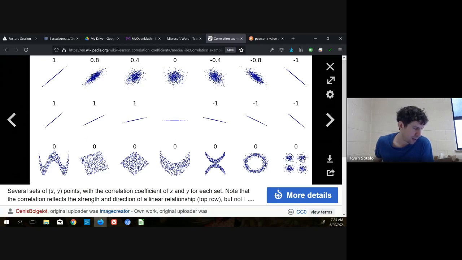Now it has nothing to do with the slope. It has to do with the fit, really. It has a little bit to do with the slope. So here is positive, positive, positive. Here it's negative, negative, negative, because as one goes up, the other goes down, versus on this side where one goes up, the other goes up.